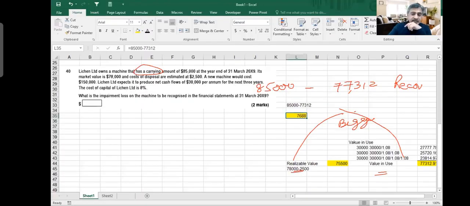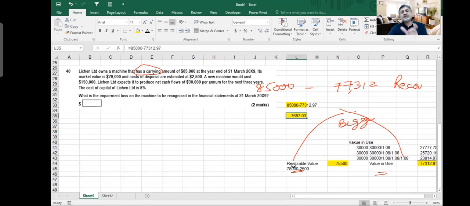Sorry, I think I should do this differently because it says 77,312.97. When you do rounding, you always do it in the last step. So I would write down 85 total minus 77,312.97. You don't do rounding up or rounding down in the middle. Always do round off in the last step. So this is not my last step, so I will not round off here. I will write down the full number, 77,312.97, and then this answer comes.